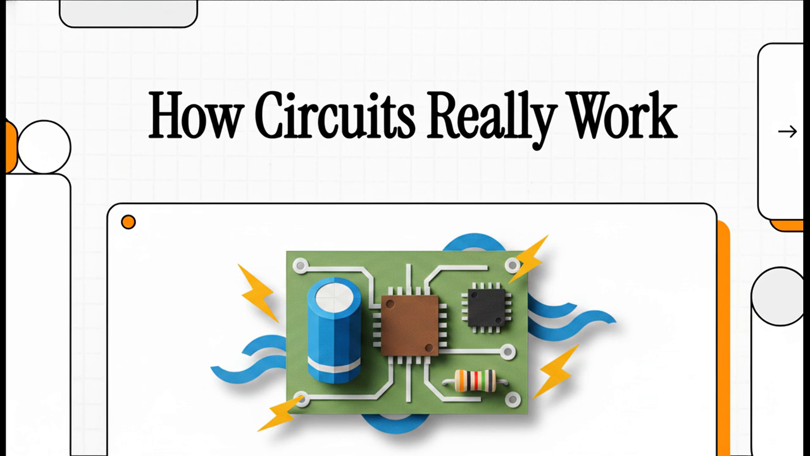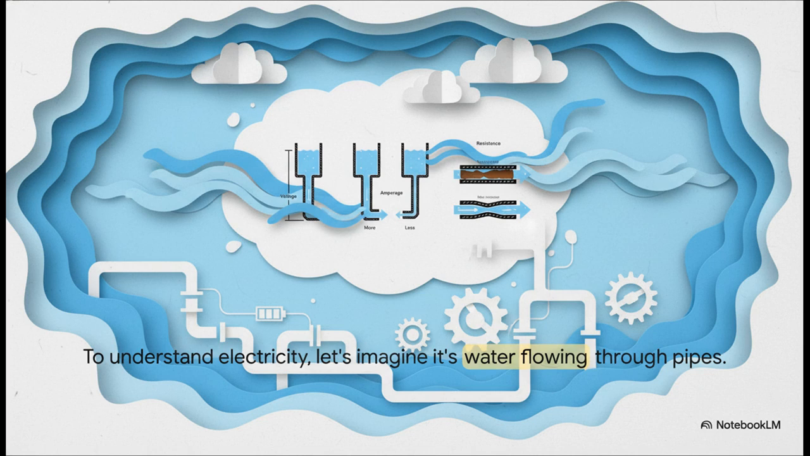We're going to skip the heavy textbook formulas and build a real, intuitive feel for the components that power, well, everything. To really get a handle on this, we're going to use an analogy that's an absolute classic for a reason: the hydraulic system. Just picture electricity as water flowing through a set of pipes. And trust me, this simple idea is probably the best way to visualize what's actually happening inside those wires.